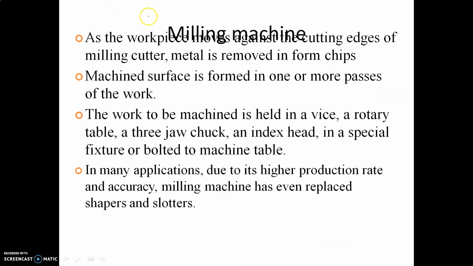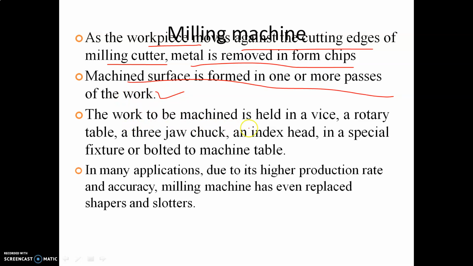In milling machine, as the workpiece moves against the cutting edges of the milling cutter, metal is removed in the form of chips. Machined surfaces are formed in one or more passes of the work. The work to be machined is held in a vise or rotary table. The three-jaw chuck, index head, and special fixtures or bolts may be used for the purpose of mounting the cutting tools. In many applications, due to higher production rate and accuracy, milling machine has even replaced shaper and slotter.